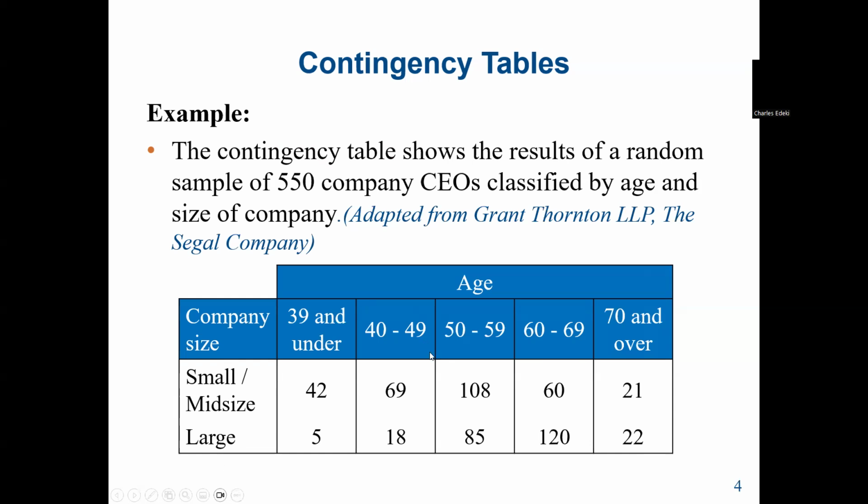So by looking at this table, we want to find out if the CEO age is related to the size of the companies. The contingency table shows the result of a random sample of 550 company CEOs classified by age and also the size of the company. If we add all the values here, it should be 550 CEOs. For example, for CEOs under the age of 40, we have 42 for small, mid-size, and only 5 for large.